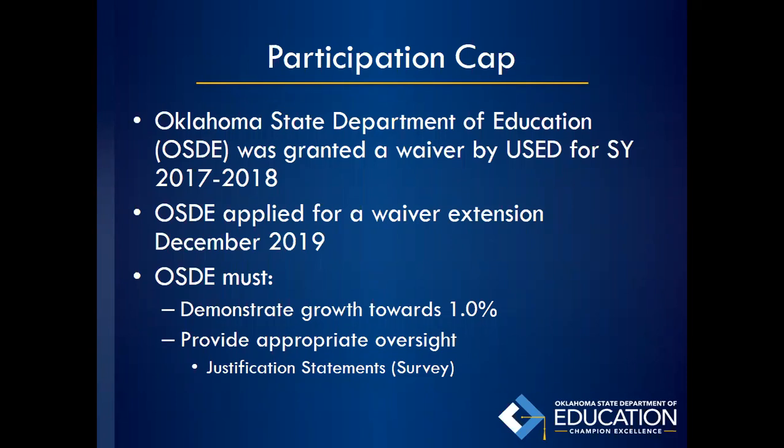So one of the components for the waiver, again, is this justification for exceeding the 1% that the districts need to complete. So it's the rationale, the reasons for why they're exceeding 1% of their total testing population of students taking the OAAP.